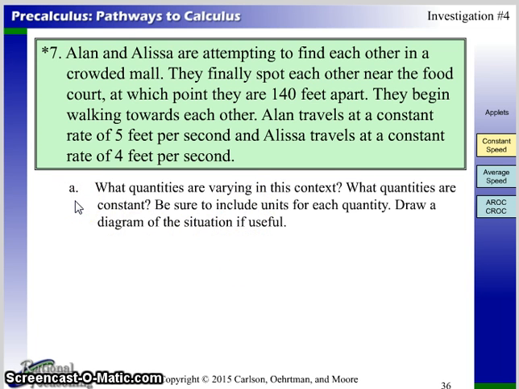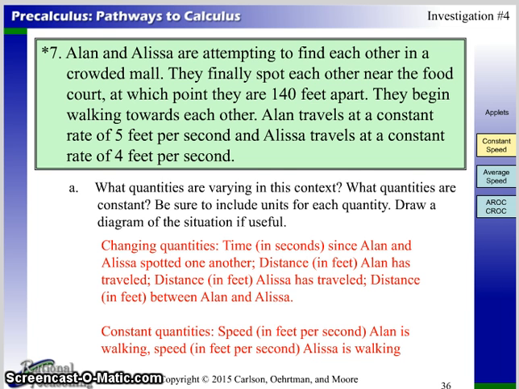Part A. What quantities are varying in this context? What quantities are constant? Be sure to include units for each quantity. Draw a diagram of the situation if it's useful. Maybe this would be a good time to pause and think on this.